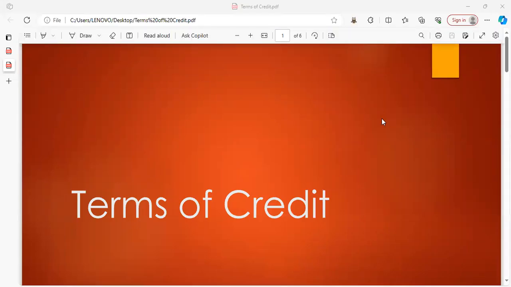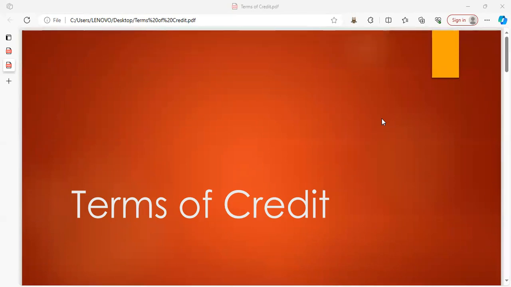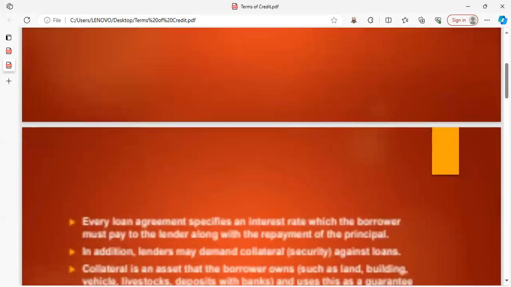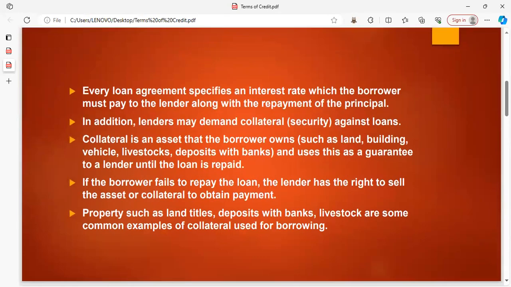The next topic which we are going to study is terms of credit. If you want to obtain a loan from a bank, what are the terms and conditions that should be satisfied? Every loan agreement specifies an interest rate which the borrower must pay to the lender along with the repayment of the principal amount. When you go to a bank and take a loan, you have to sign an agreement. You have to sign a lot of papers, and that is what we call an agreement. In the agreement, the interest rate is mentioned, and the borrower has to repay the principal amount plus the interest.